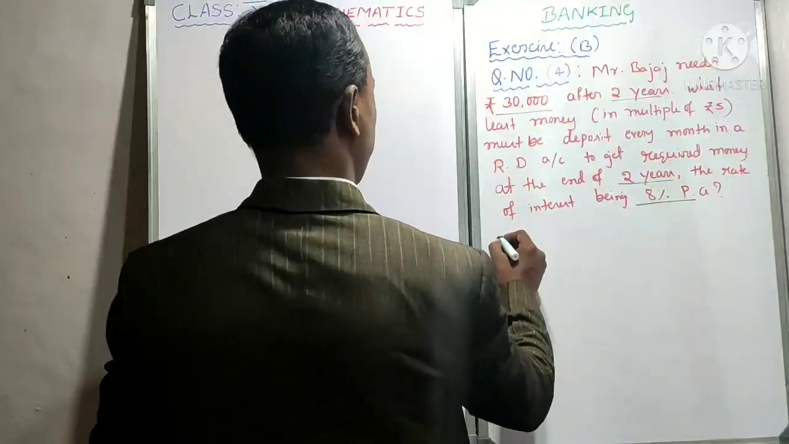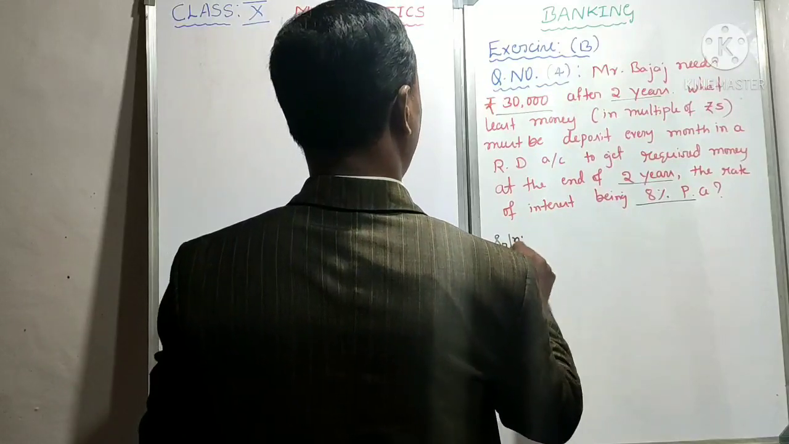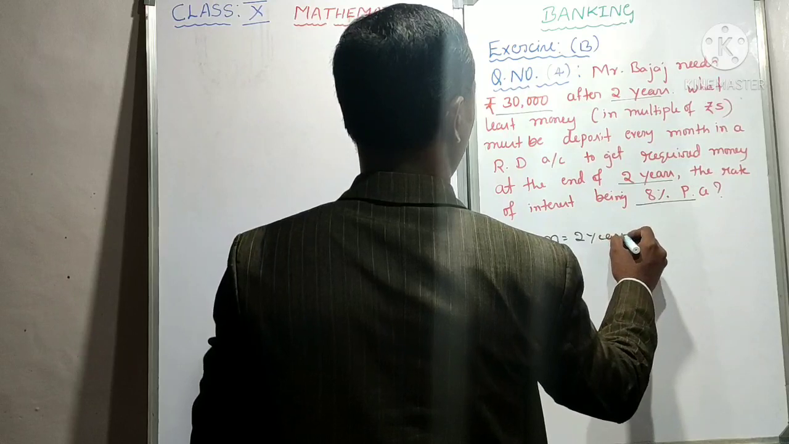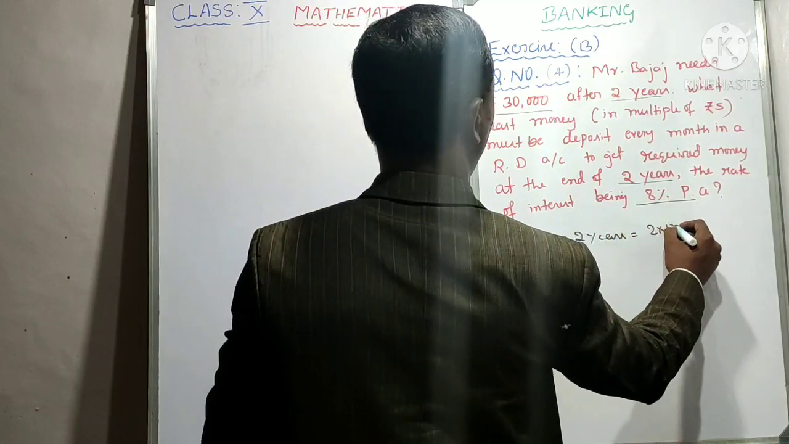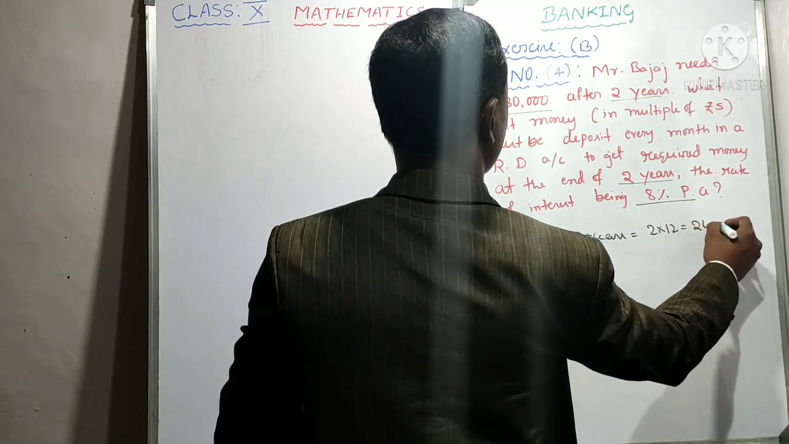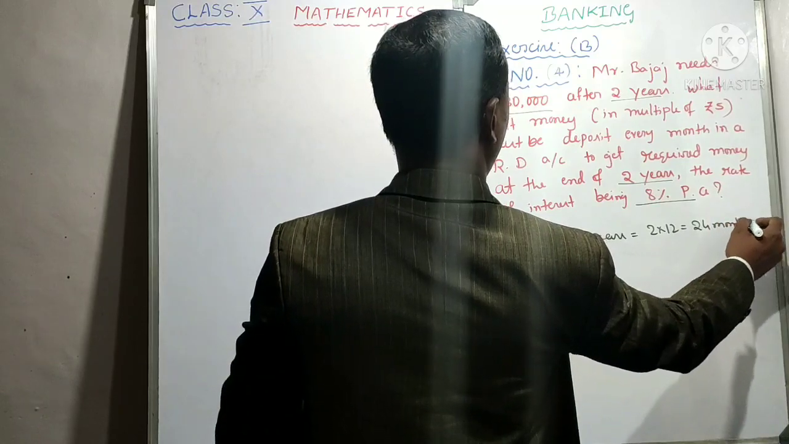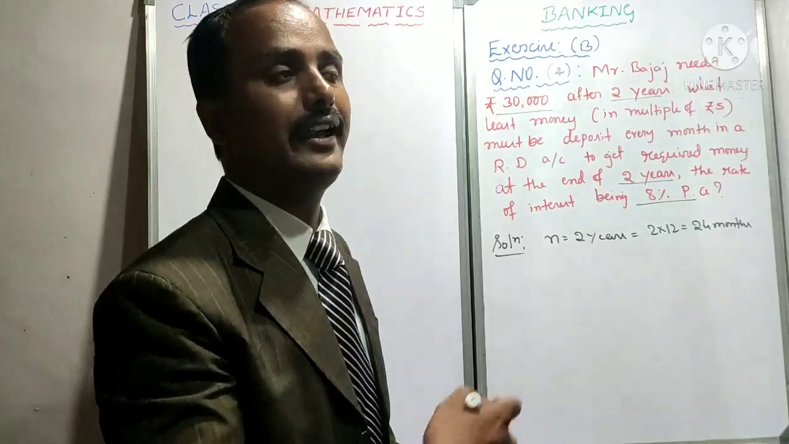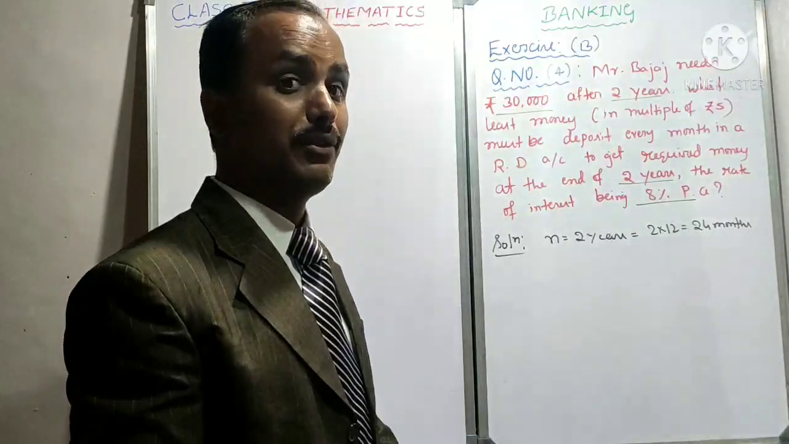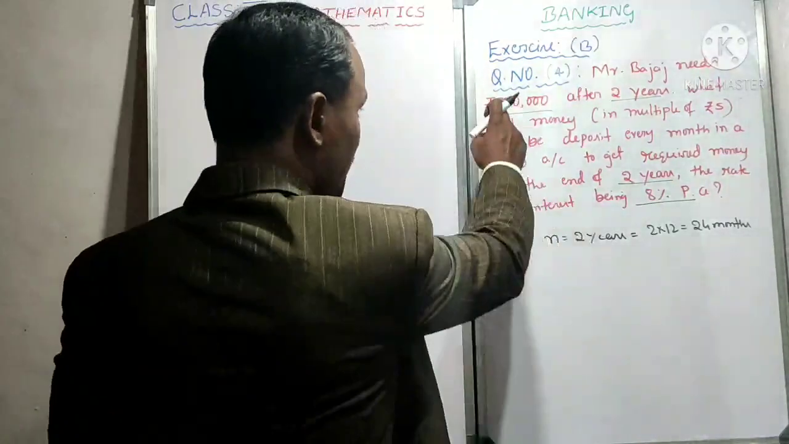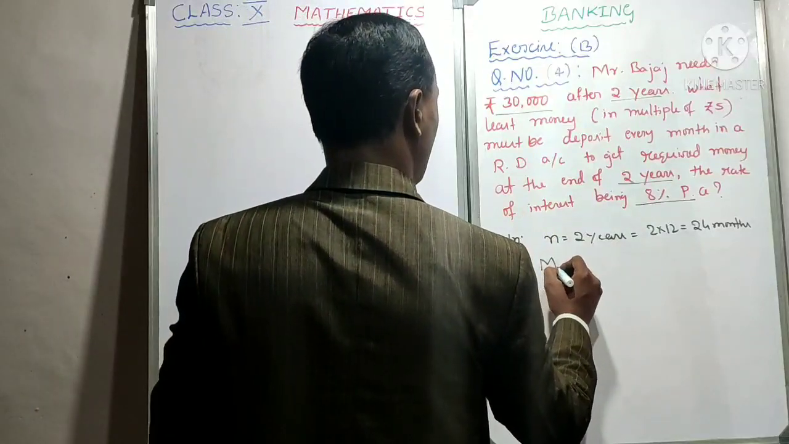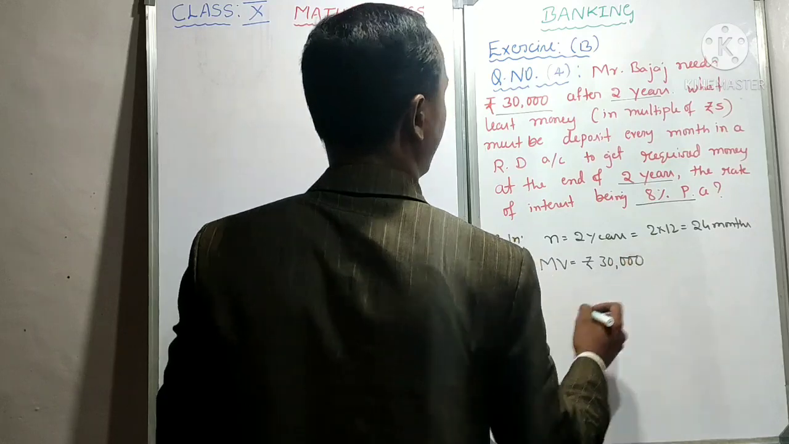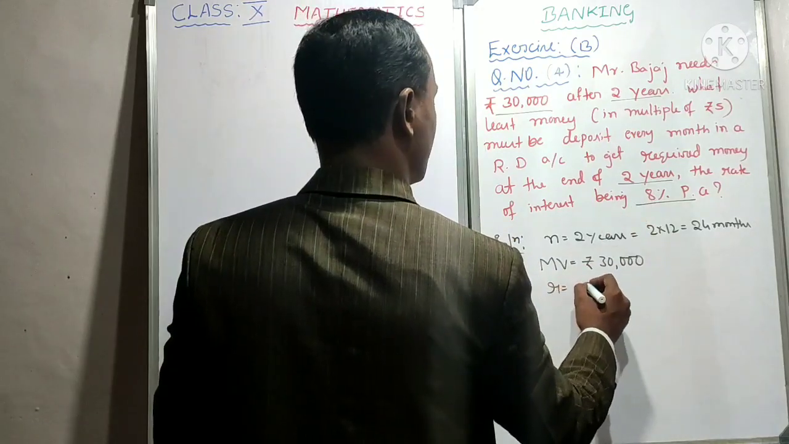Coming to the solution, what are the given data? I will write down. See, n is equal to 2 years. This one first converted into months. 2 into 12 is equal to 24 months. Okay, what next step? I need 30,000 rupees, that is at the end of 2 years. What will we get at the end of 2 years? Maturity amount. You should consider that maturity value is equal to rupees 30,000. Okay, next, rate of interest is equal to 8%.